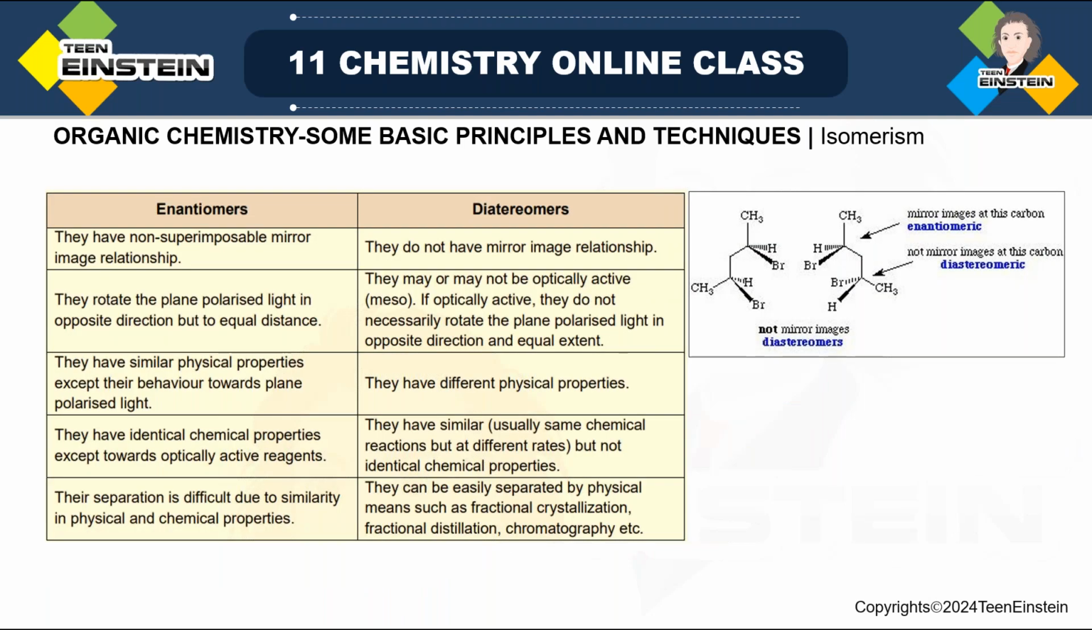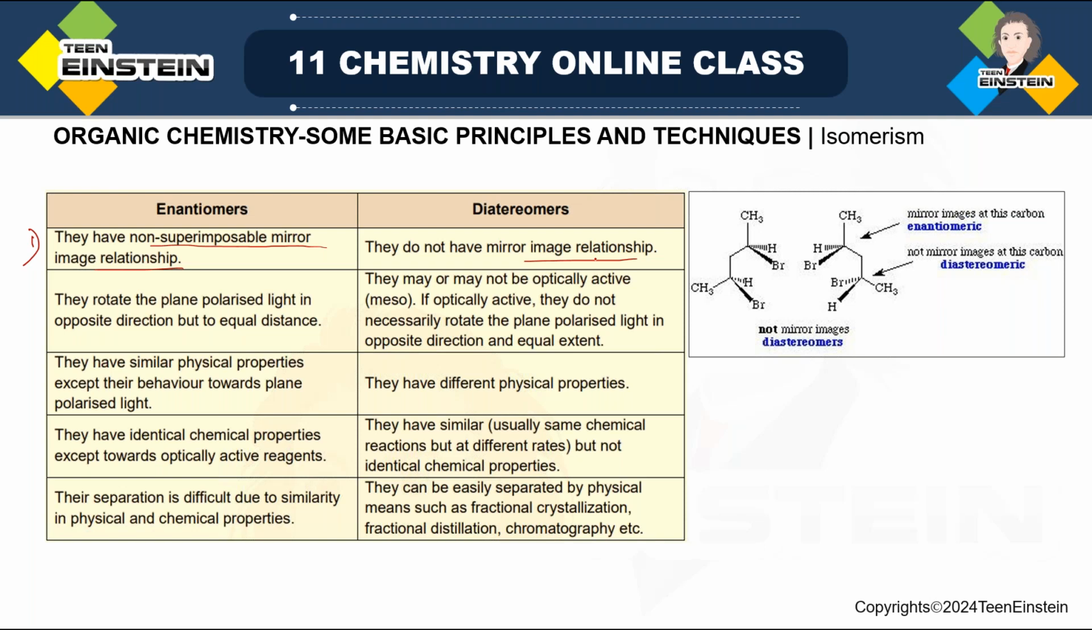Now we will compare enantiomer and diastereomer. Look at the points one by one. The first point is saying that enantiomers will have a non-superimposable mirror image relationship. But for diastereomers, there is no mirror image relationship. When there is no mirror image relationship, whether it is non-superimposable or not, that question does not arise.